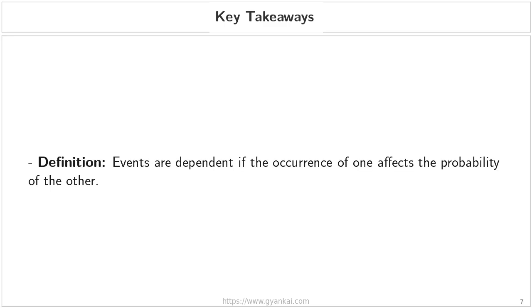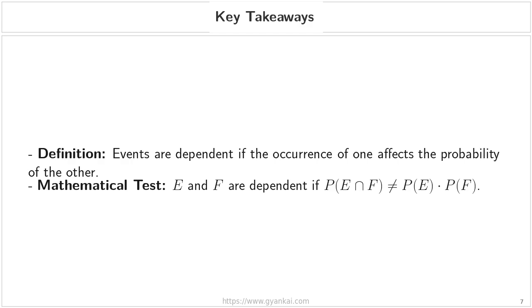First, let's revisit our core definition. Remember, we call events dependent when the occurrence of one event directly affects the probability of another event happening. It's that change in the game we discussed earlier. Next, if you are ever faced with a problem and you aren't sure if the events are linked, you can use the mathematical test we looked at in slide 3. You simply check if the probability of E intersection F is not equal to the probability of E multiplied by the probability of F. If that inequality holds true, you have confirmed dependence.